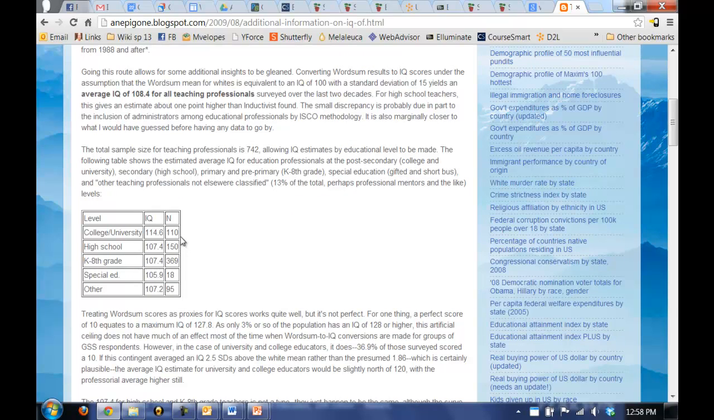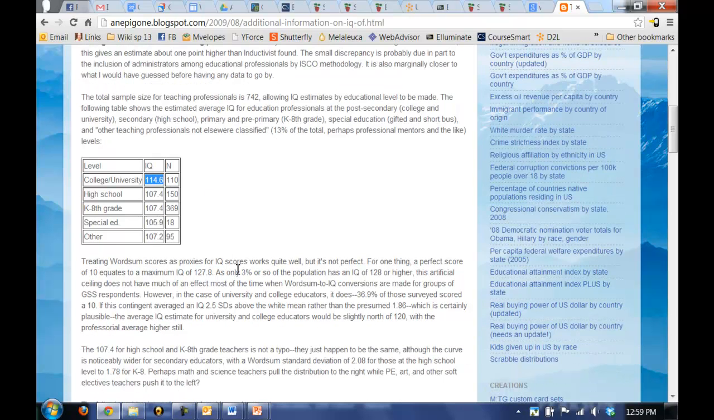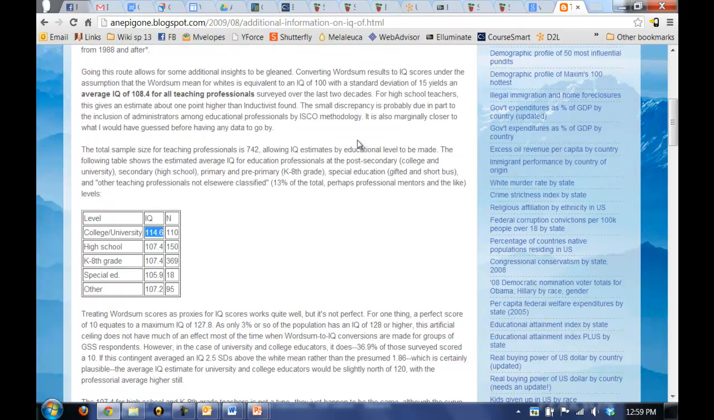This can be a little painful. How many in each of the groups? But in the college university it was 114, and 107 average IQ for the 150 high school teachers. The K-8 teachers, there were 369, 107. Special ed teachers, only 18 took it, but theirs was a little bit lower at 105. Then an other group. And I can tell you, mine is right in this ballpark. I'm about exactly one standard deviation above. I don't know if that makes you feel better or worse or what it does.